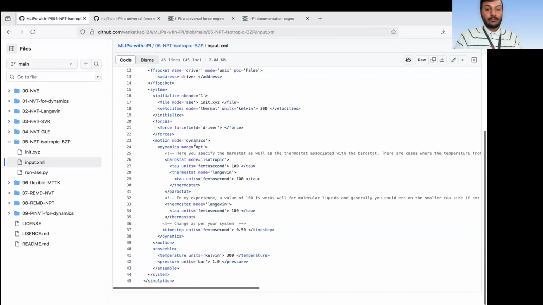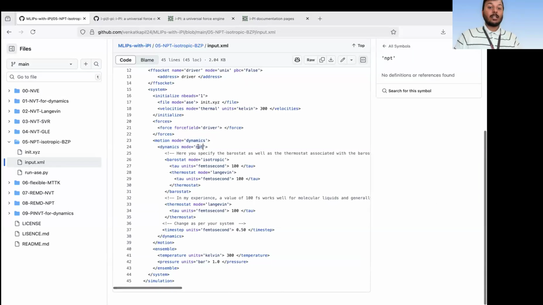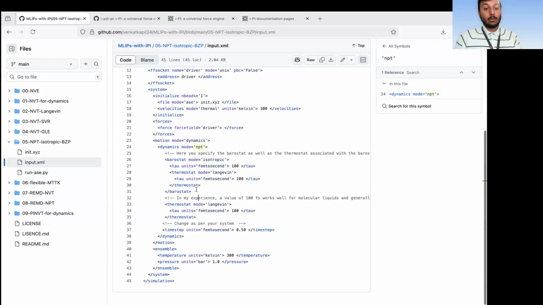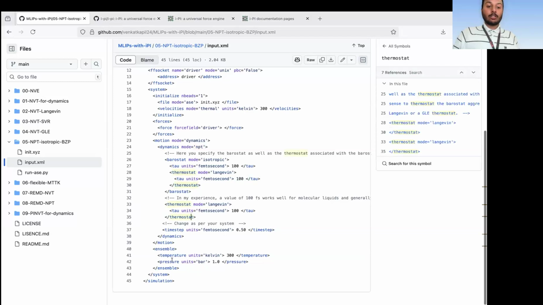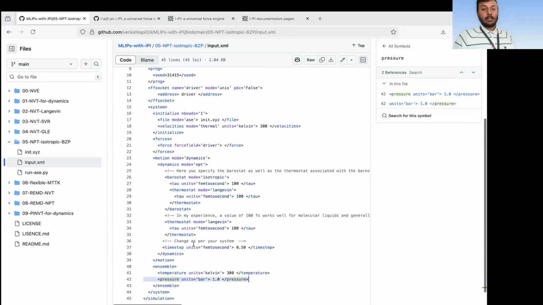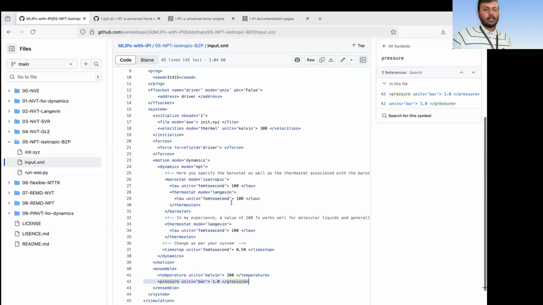And here you have, so again, it's very simple. The only thing that changes is that the dynamics is now NPT. So you also have to include a barostat, and the thermostat remains, and your time step. You also have to include a pressure in your ensemble, and you can use the units that you like.